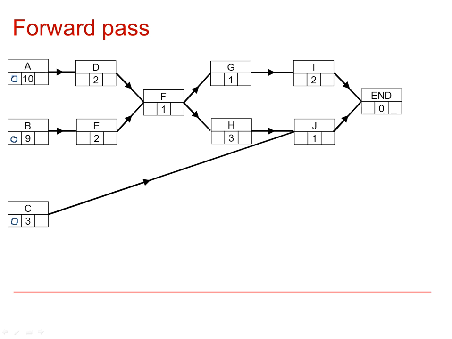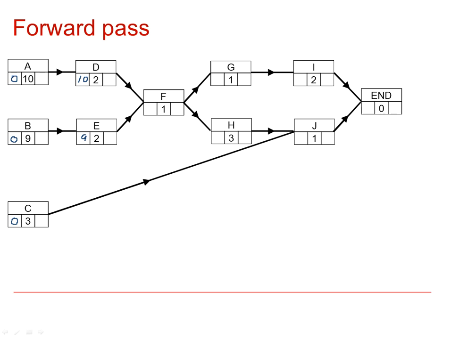Then consider going on from A. If the duration of A is 10, then that means we can reach D after time 10. So as long as there's no delay in A, and that's what we're assuming here, that there are no delays, then D can start at time 10. So the earliest that D can start is time 10. And similarly, E can start at time 9 because B has a duration of 9.